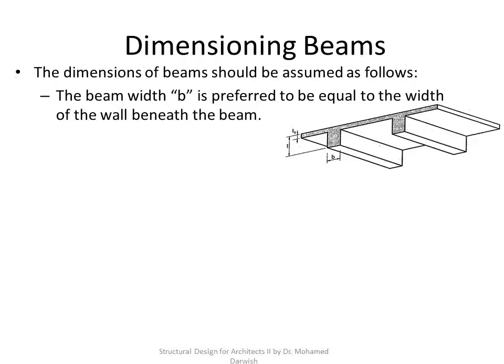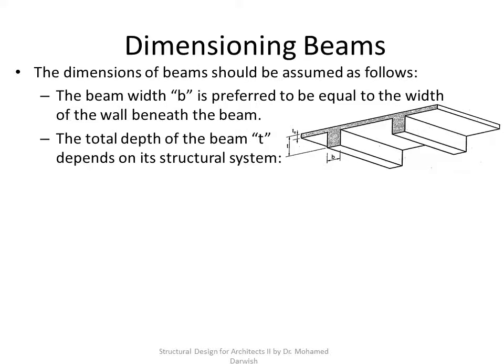The beam is the main element transferring the load from slabs to the columns. Because of that, it has a significant depth of dimension called t, and the width is b. Based on the span, we'll start calculating the optimum value, or the most convenient value, of the beam depth t.